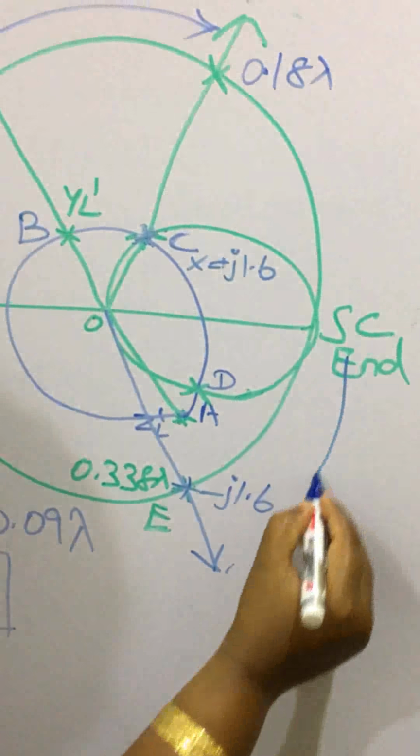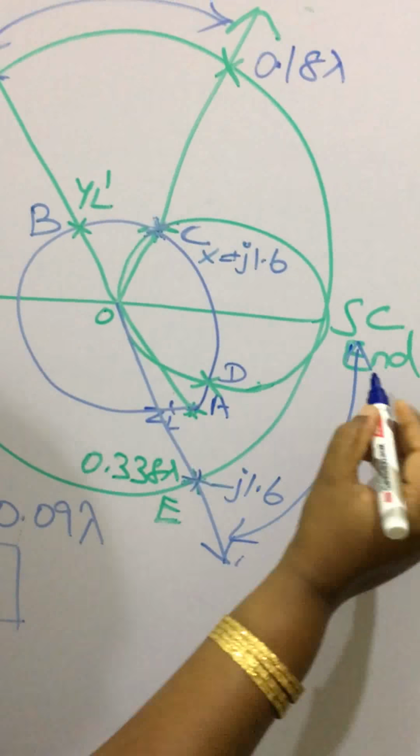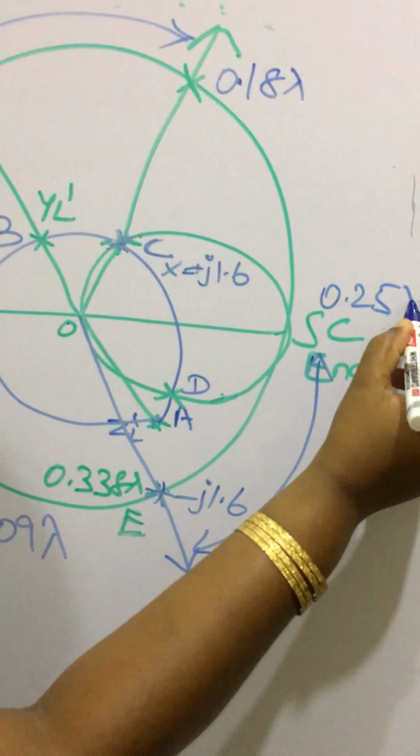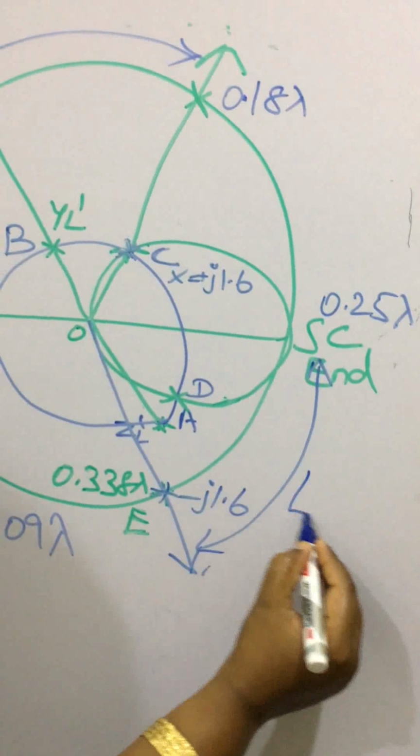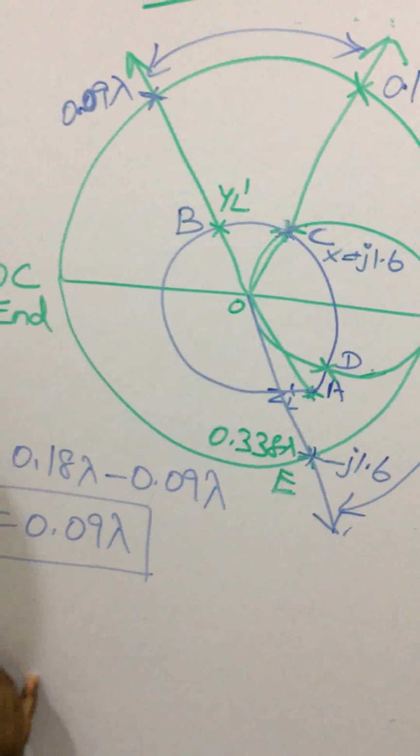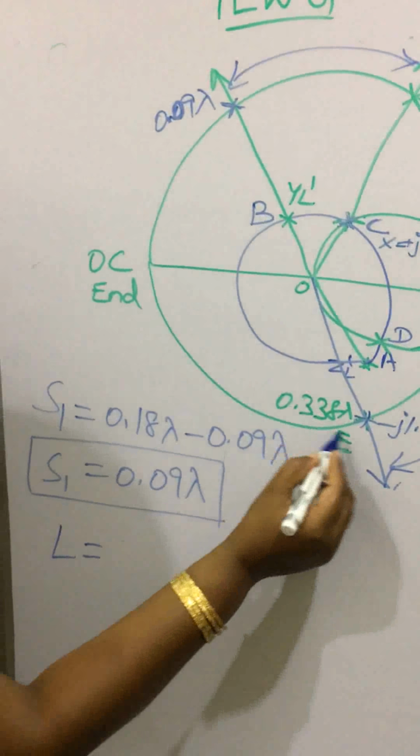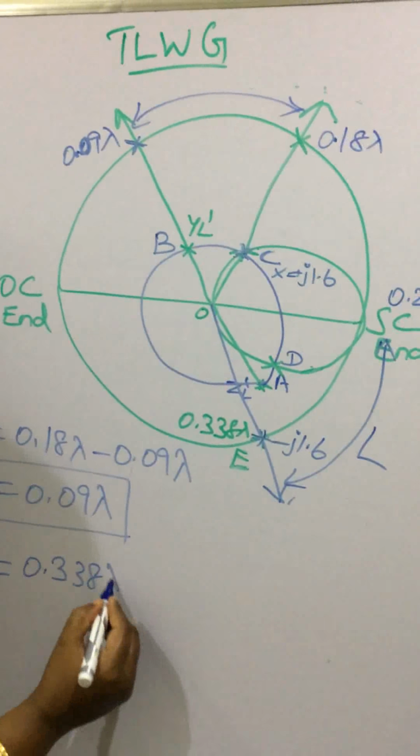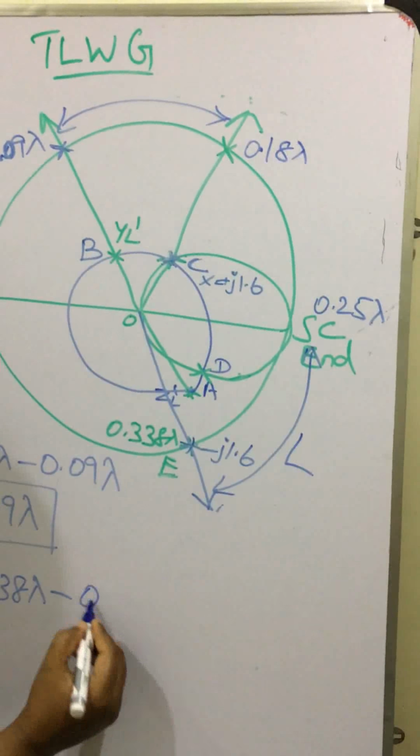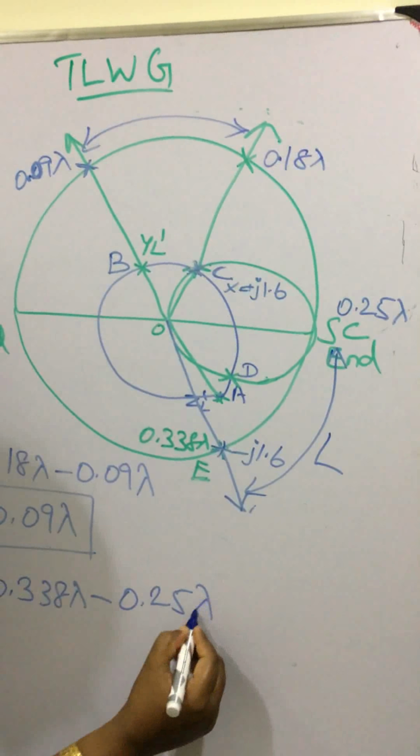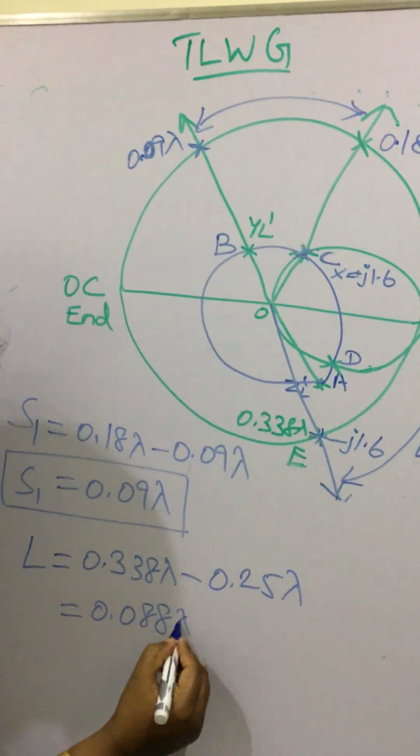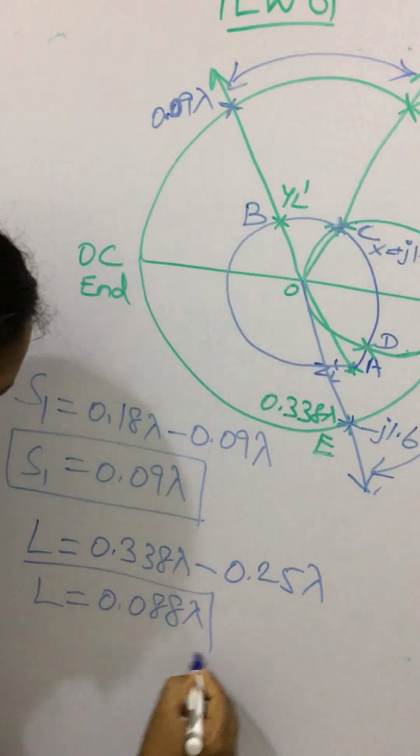So already at short circuit end, we know what lambda is. It is 0.25 lambda. Now we can find what the difference is. So this is nothing but the length. So the length of the stub L is equal to, what is the lambda at this point? It is 0.338 lambda minus 0.25 lambda. Now what's the difference? 0.088 lambda. So now this is the length of the stub.